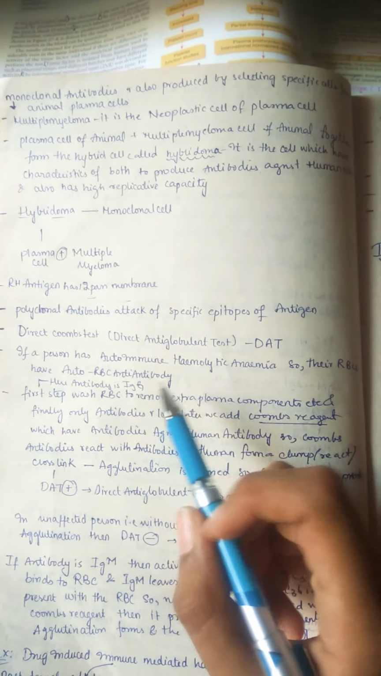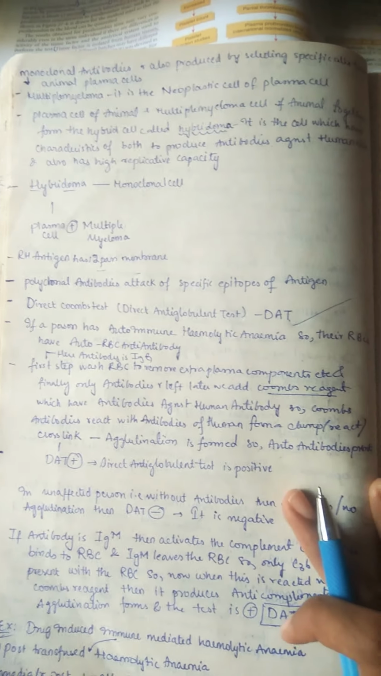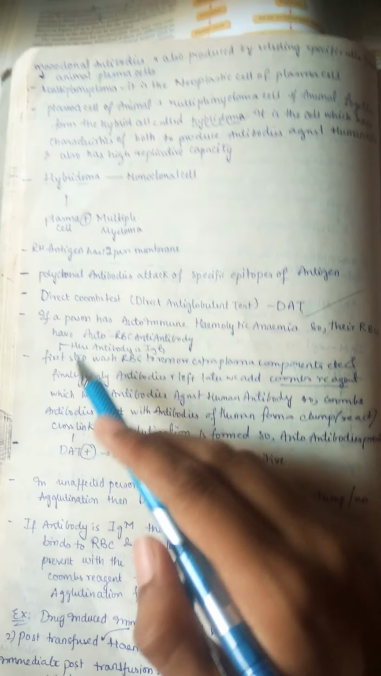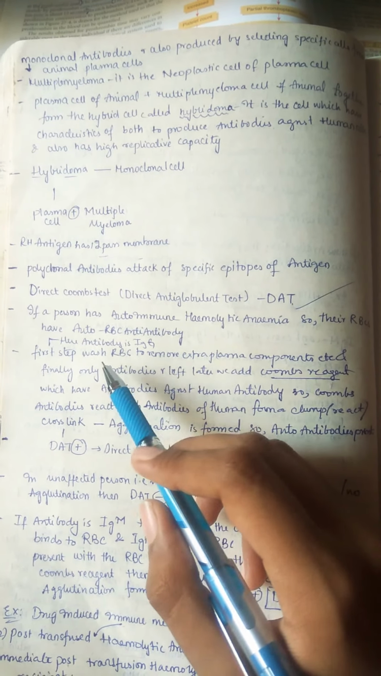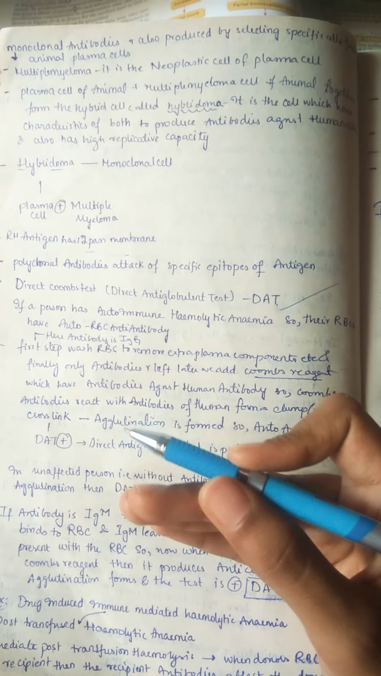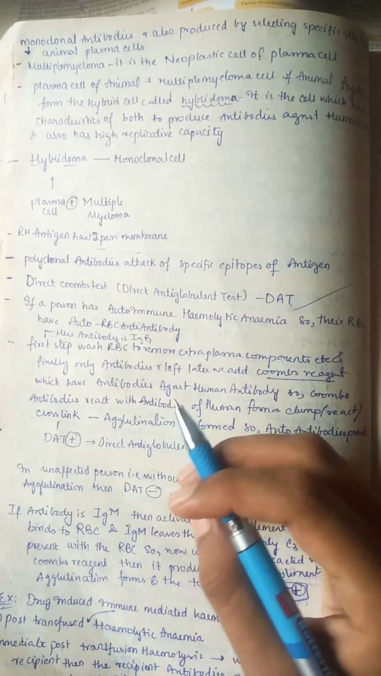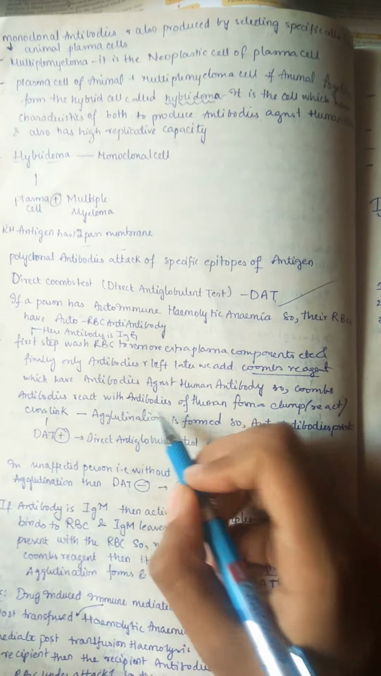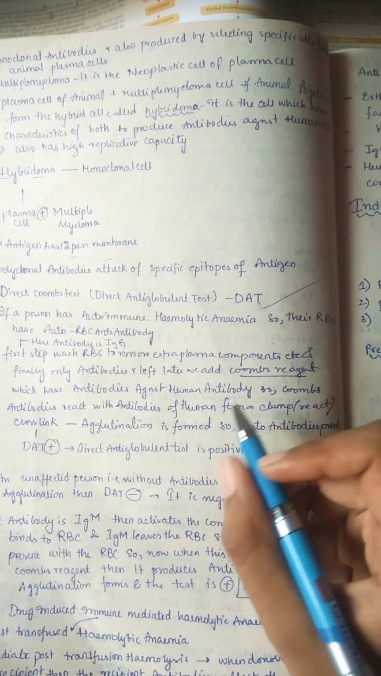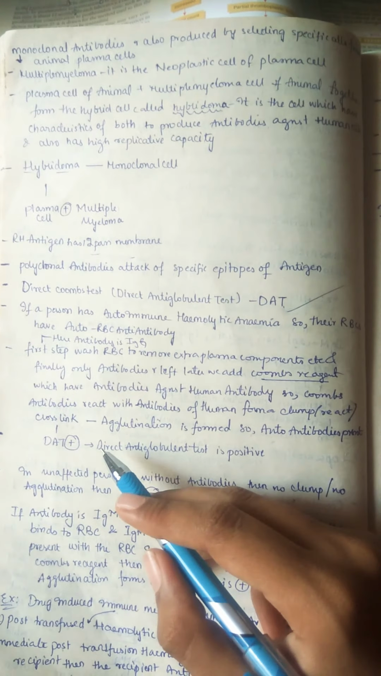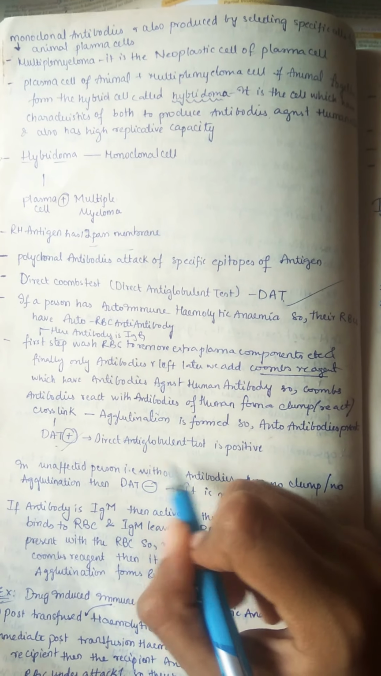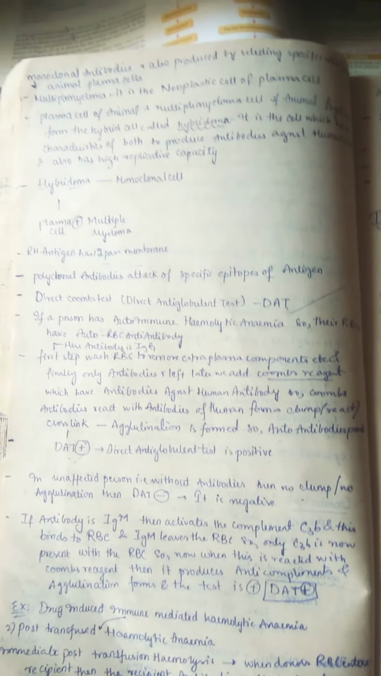Now let us see what the direct Coombs test is. If a person has autoimmune hemolytic anemia, their RBCs have auto-RBC antibodies, and here the antibody is IgG. First we wash the RBCs to remove the extra plasma components, so that finally only the antibodies are left. Later we add the Coombs reagent, which has antibodies against human antibodies. The Coombs antibodies react with the human antibodies on the human cells and form a clump. So this cross-linked agglutination is formed. Autoantibodies are present, so we can say the direct antiglobulin test is positive.